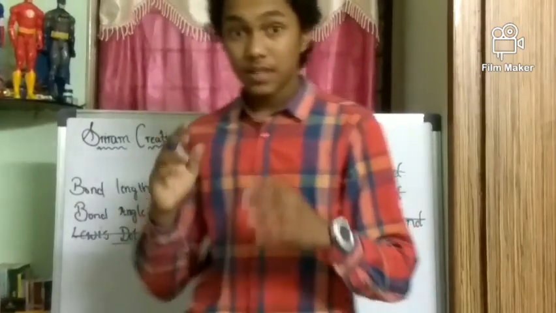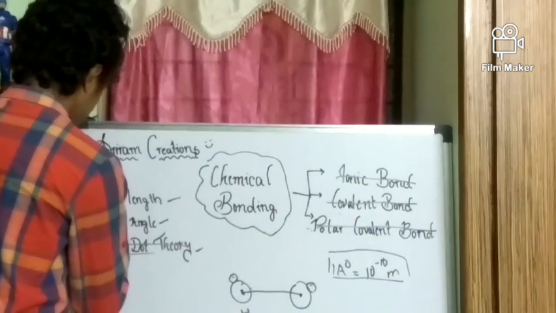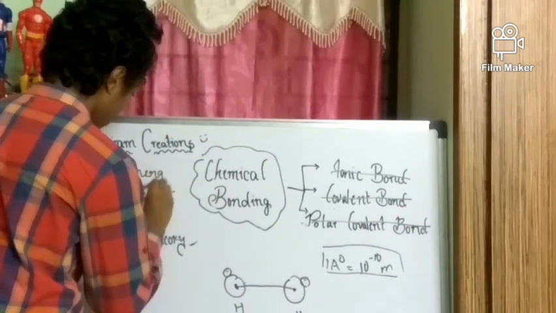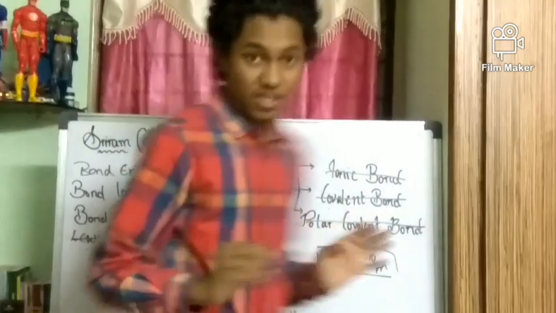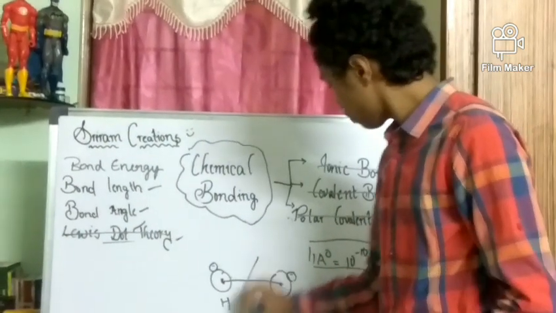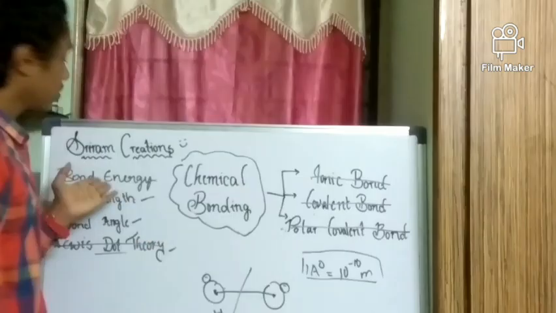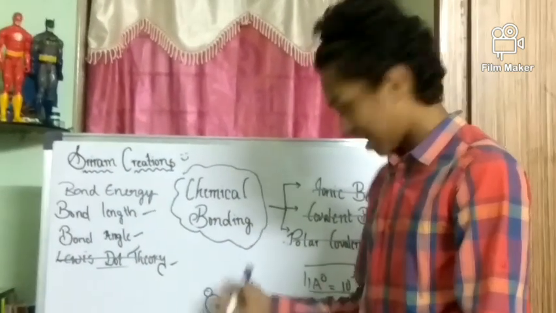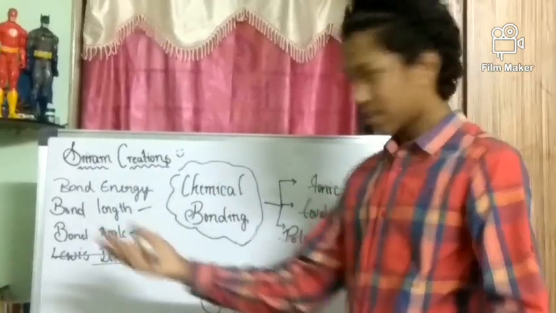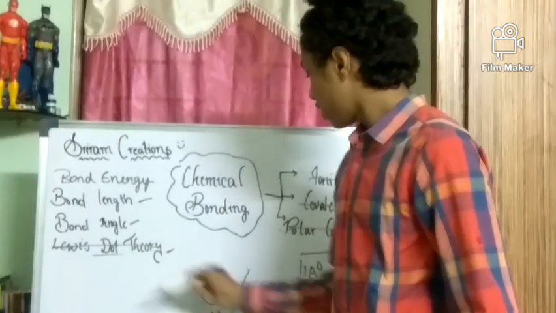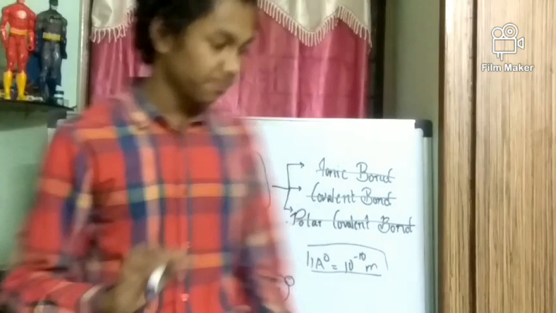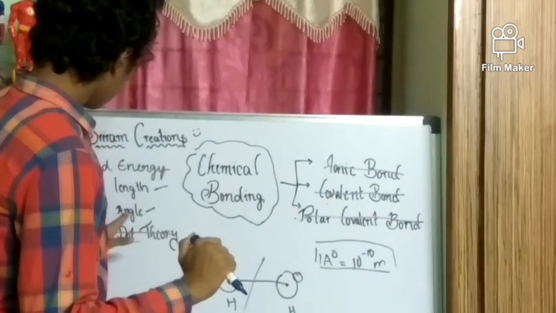And actually I think I missed one thing: bond energy. I'll write it here. To break this bond, you need some energy, obviously. That energy is known as bond energy. So simple. To break the bond between any 2 atoms, or more than 2 atoms in a molecule, the energy required to break it is known as the bond energy. So simple.